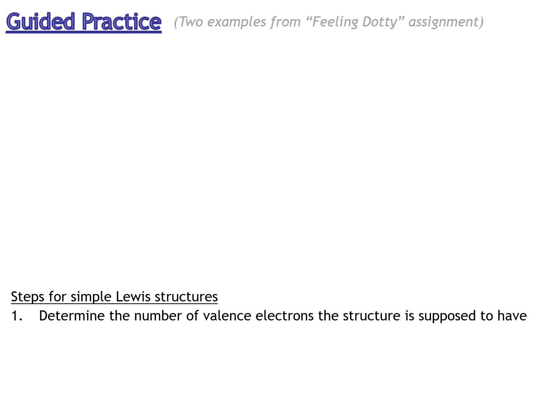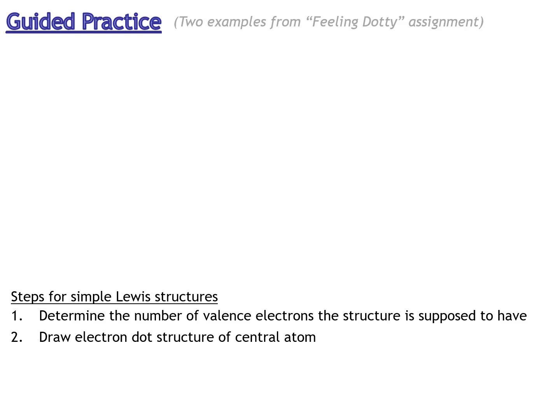All right, so some guided practice. The assignment that goes with this lesson is called Feeling Dotty. And so first thing, you want to figure out the number of valence electrons. You cannot get around this. If you don't find the number of valence electrons, you're going to end up with the wrong structures, especially when we start talking about the ones with the expanded octets.